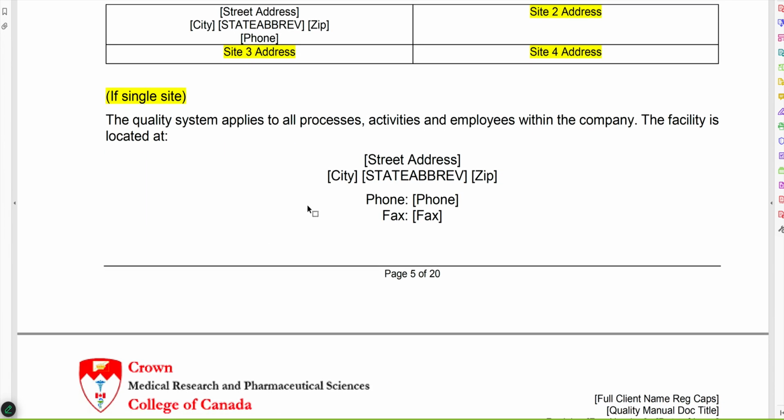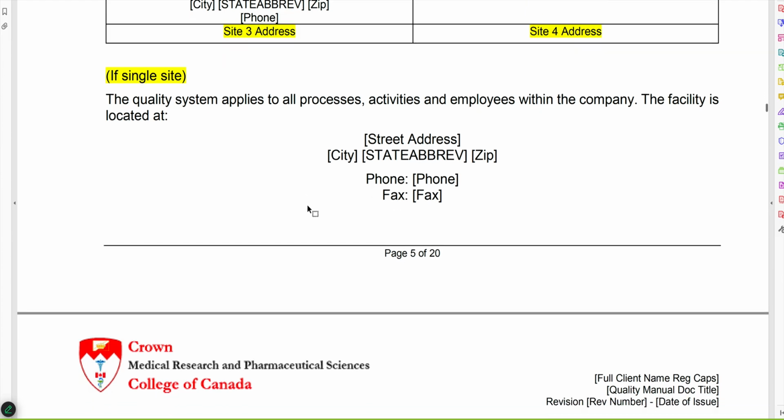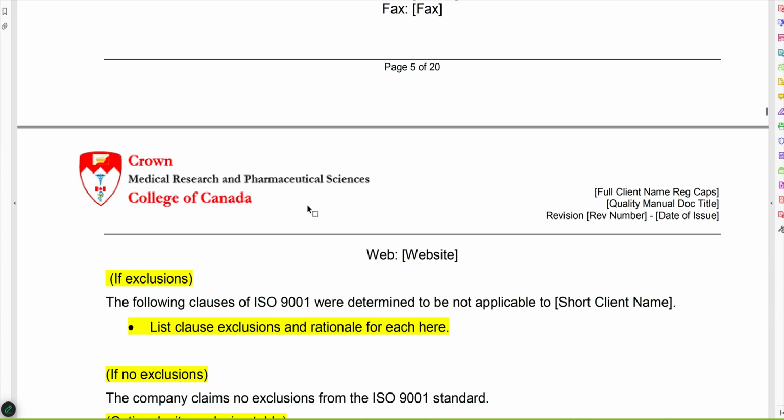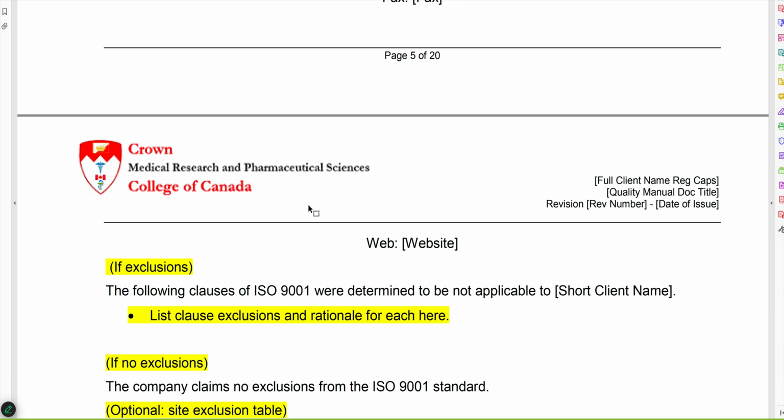And of course, as you see, we add different information: the address, the phone, the fax number, because still, for example, in Canada, we are still using the fax. FDA also, for some submissions, we also still use the fax as well.